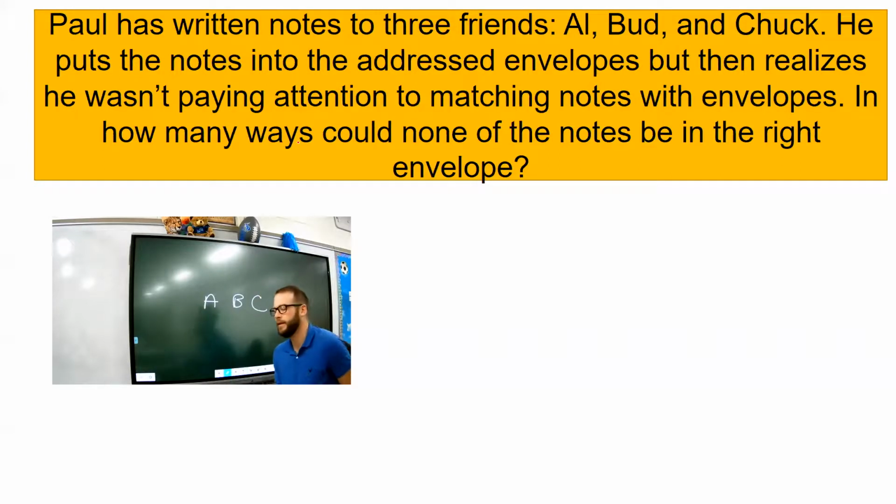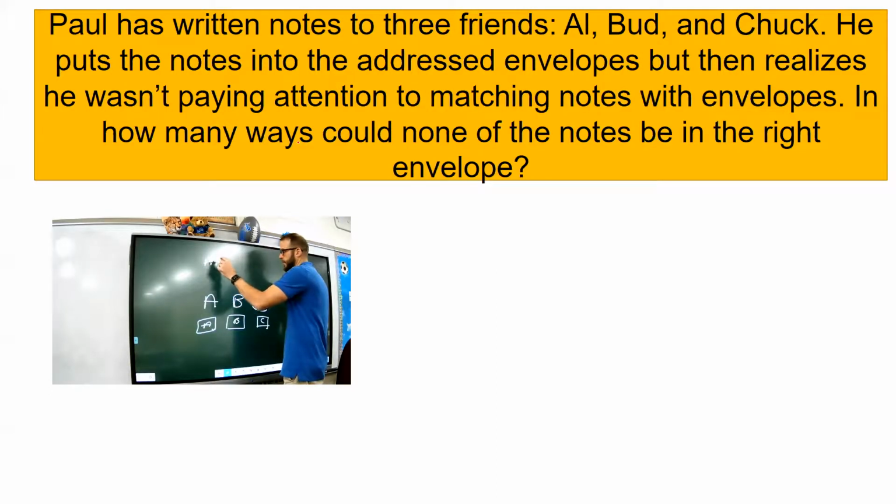So, A, B, and C, A, B, and C. So one way is A could be in A, and B, if A was in A, B would be in B, and C would be in C. That's one way to do it, right?